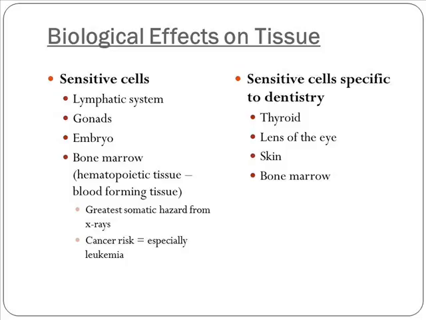Tissues that are specifically sensitive in dentistry would be the thyroid gland, because that's close to the mouth and gets some radiation as we are taking dental x-rays, the lens of the eye, the skin, and bone marrow. And those are all discussed on page 41 in your textbook.